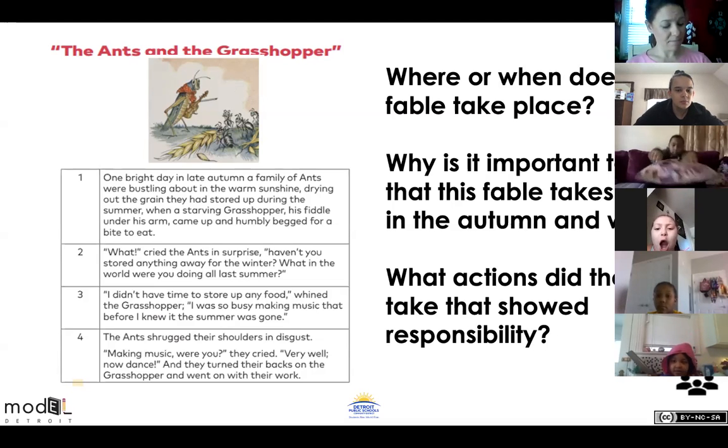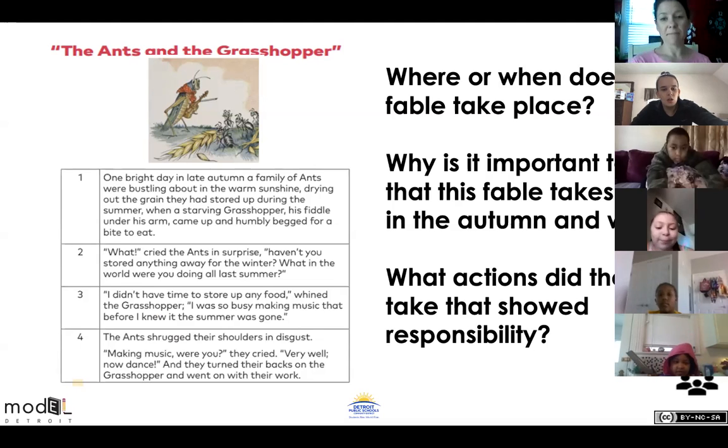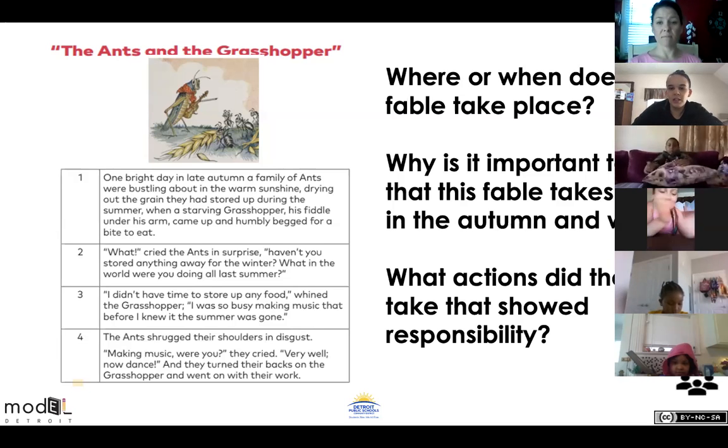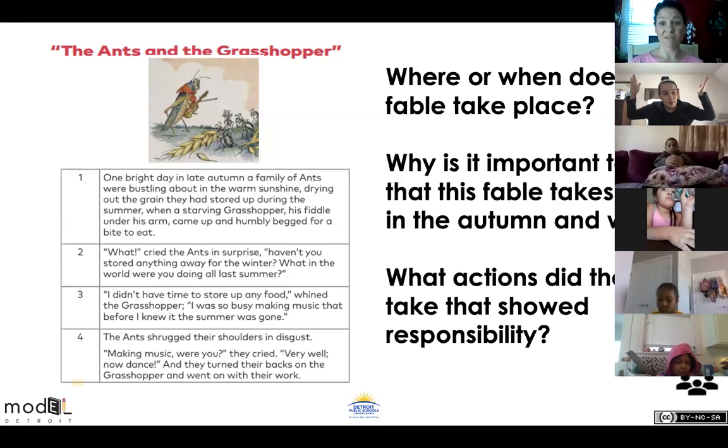So the problem is that they don't have any food, right? But the ants do. They're all set. So I want to ask you this question. Is the problem solved in this story? Does the problem ever get solved? I see you shaking your heads. No, the ants just say, well, too bad. Go dance. You played music, you learned how to play your music, so go dance to it. Yeah. We're not going to share all our food that we stored up.